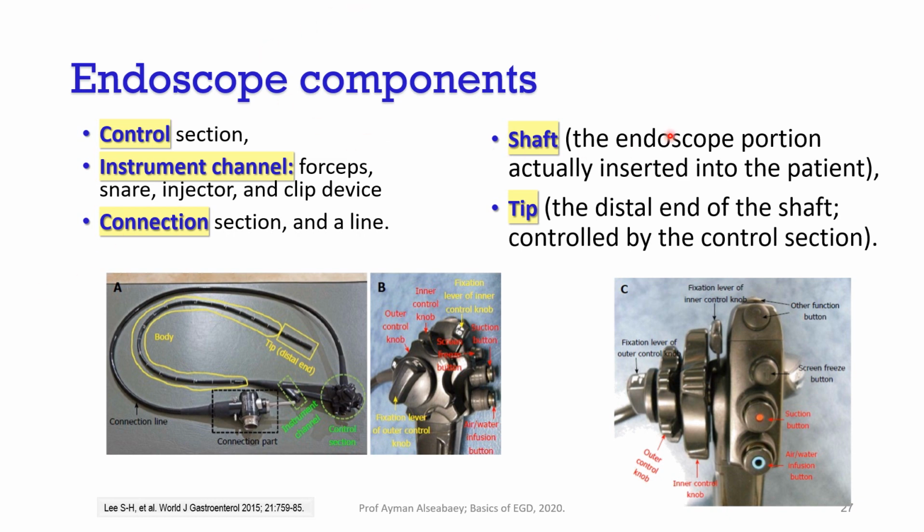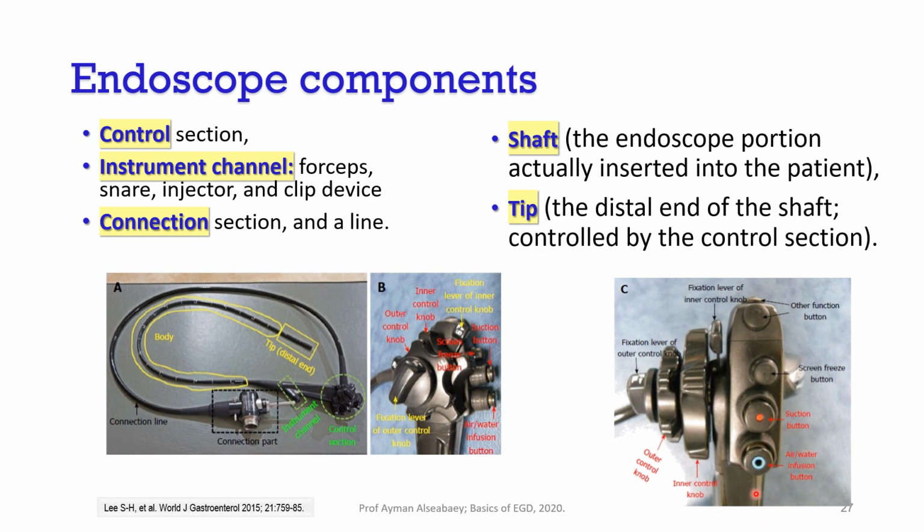What are the components of the endoscope? The components of the endoscope: there is the head of the endoscope, like in this picture, which is called the control section. There is the connection, which connects the endoscope to the unit. And there is the body or the shaft of the endoscope, and its distal part is called the tip. If we look at the head, we will try to know its components.